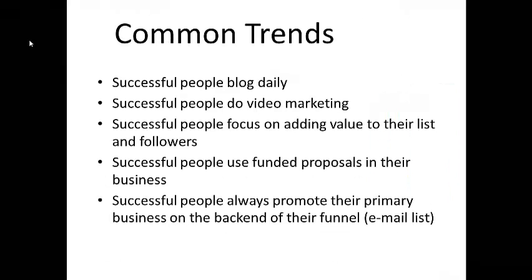Like I said, successful people blog daily. Successful people do video marketing. I've seen tons of $1 million earners that do this stuff on a daily basis. Successful people focus on adding value to their list and followers. I told you guys in another video that this is crucial, absolutely crucial, that you are giving people value. Most of what you give people needs to be 80 to 90% value, and the other 10% can be you offering them a product, some sort of sale that generates you income. But most of the time, you need to be adding value to people's lives. That is what successful people do.